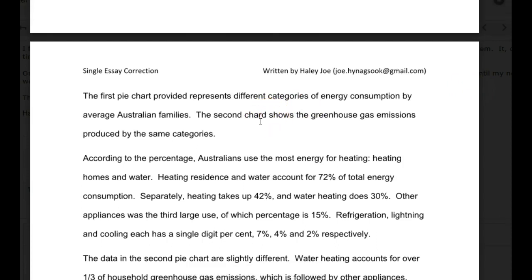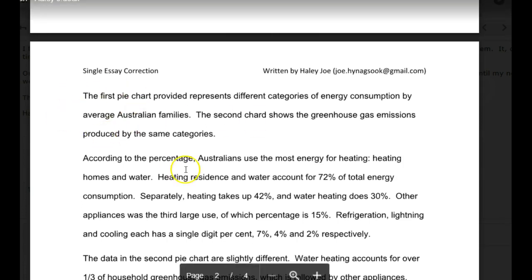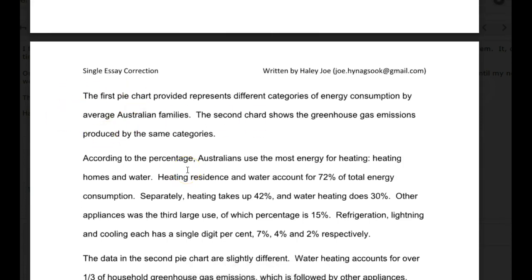According to the percentage, Australians use the most energy for heating homes and water. Okay, it's fine. However, I'm not really a huge fan of this expression where you say according to the percentage. It should have just been according to the figures or according to the pie chart, something like that, but not really according to the percentage.